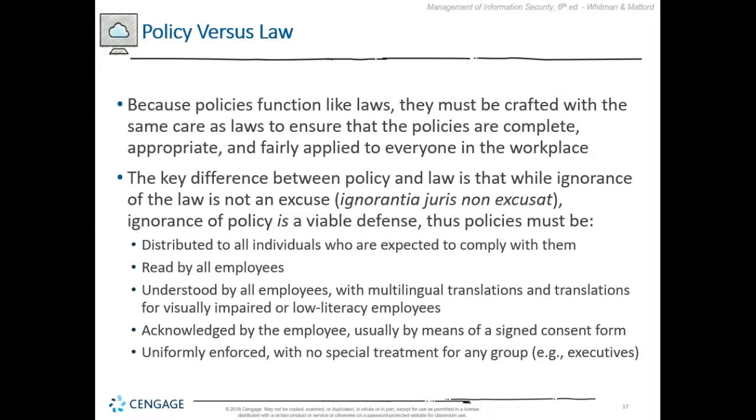So policies have to be distributed to all individuals in your organization, and all individuals must be expected to comply with them. They have to be read by all individuals, understood by all individuals, and so if you need multilingual translations, those have to be provided. They have to be acknowledged by the individual, usually by a signed consent form, uniformly enforced, with no special treatment for any group and no individual. In particular, executives, management, and every employee must engage the policy the same way.